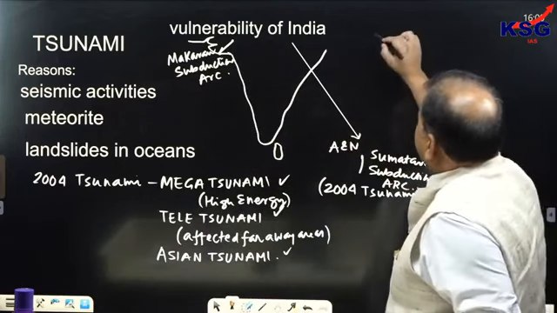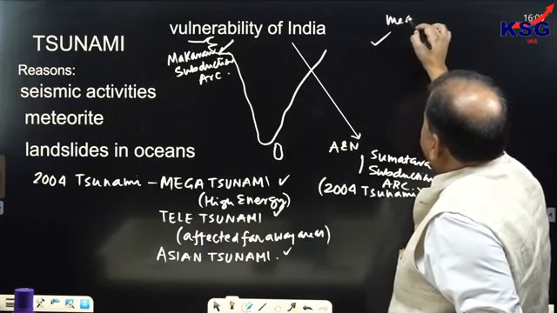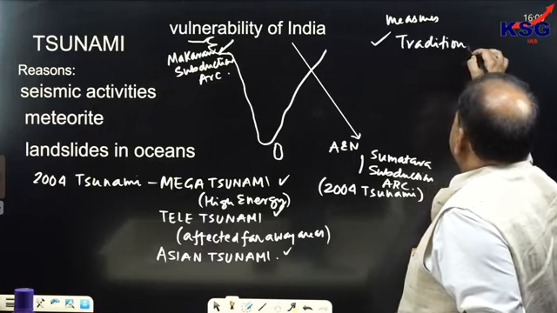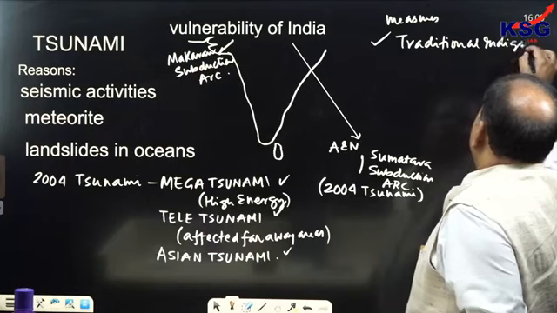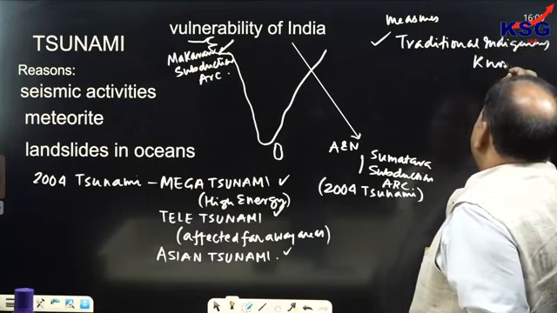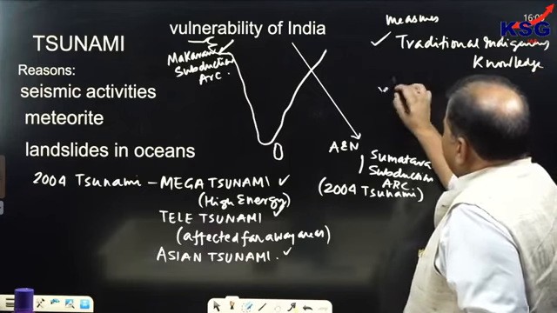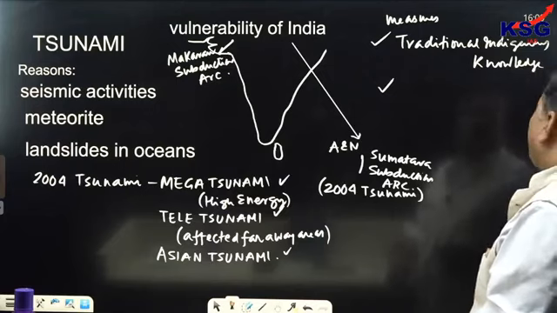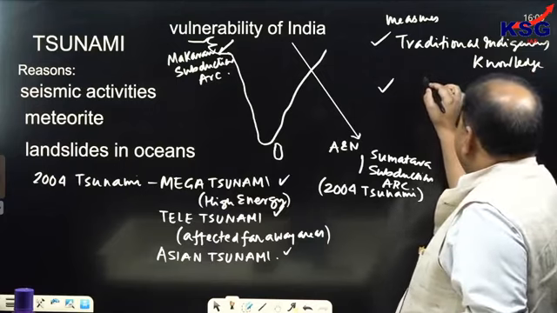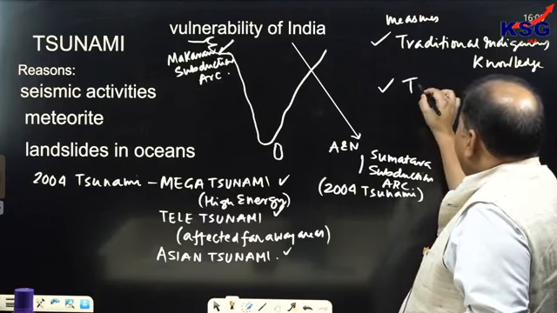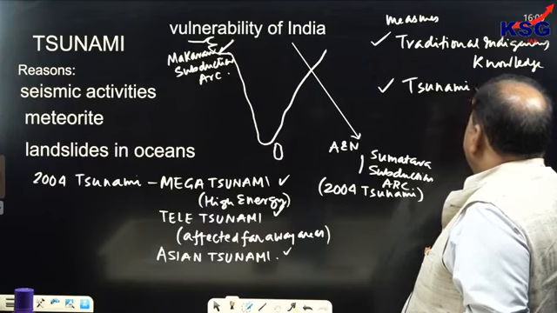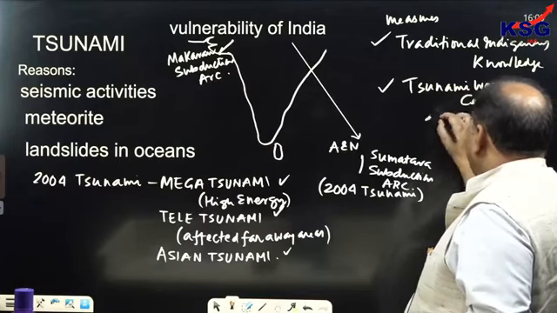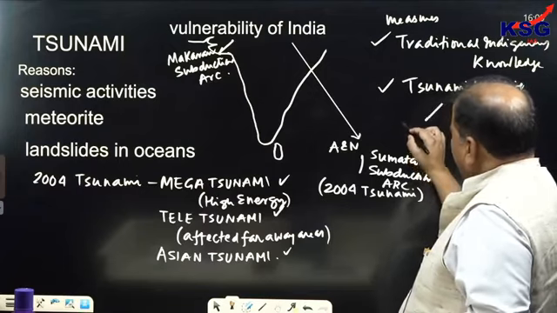And so as far as the measures are concerned, first of all, we can use traditional indigenous knowledge for this purpose. We can also establish a tsunami warning center. And a tsunami warning center would have two components. One is what? A group of sensors.